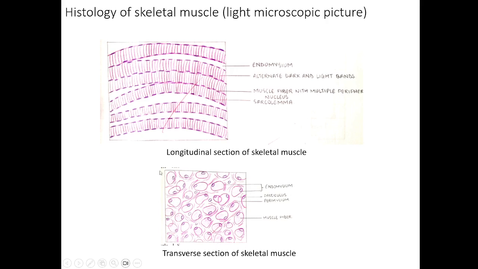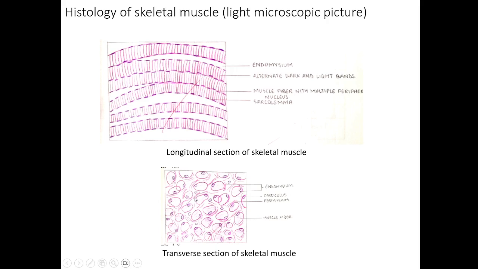Now, if you see the transverse section of a skeletal muscle, how will it appear? In the transverse section, you can see big polygonal sections. All sections are of the same size, and there will be nuclei present at the periphery. It's not that you will see only a single nucleus; you can see multiple nuclei at the periphery. And in the center, there will be myofibrils. The center will be completely filled with myofibrils.